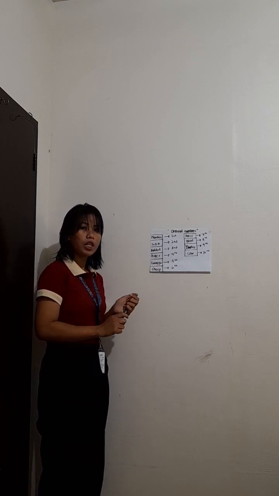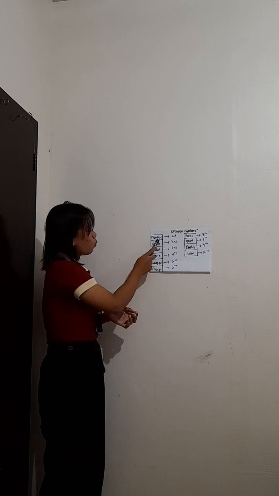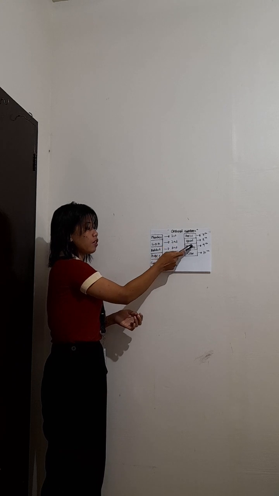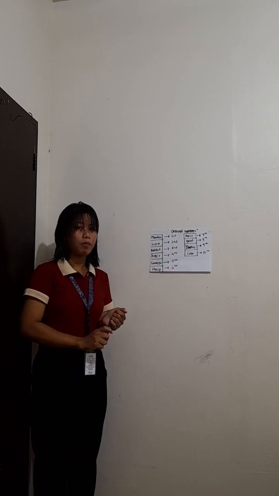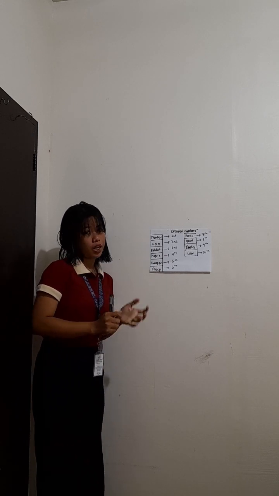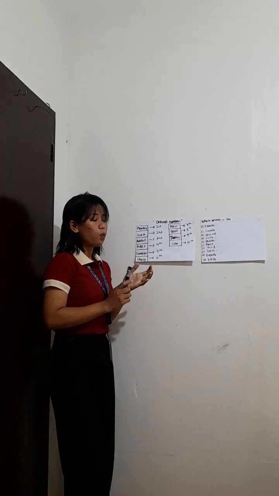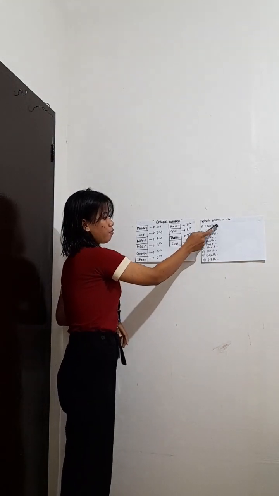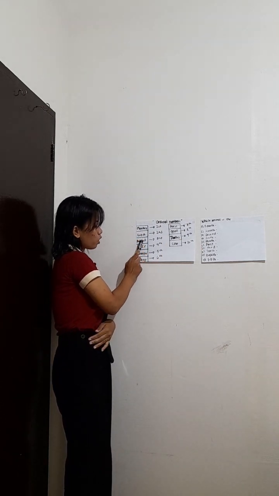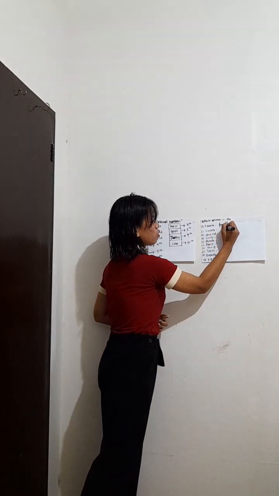So how many animals are in the set? Okay, let's count them. 1, 2, 3, 4, 5, 6, 7, 8, 9, 10. We have 10 animals. So now, we have an activity to do. So now class, which animal is the fourth? The animals are 1, 2, 3, 4. The fourth is tiger. Very good.